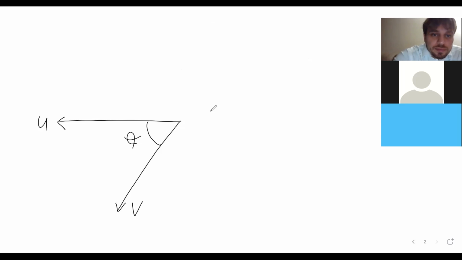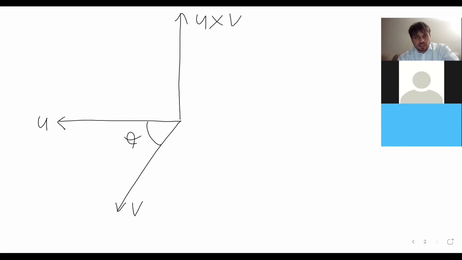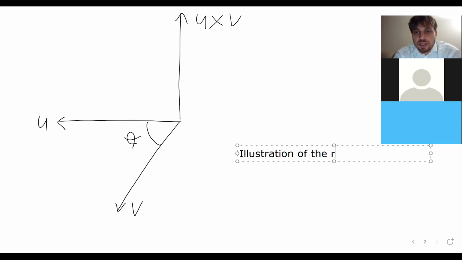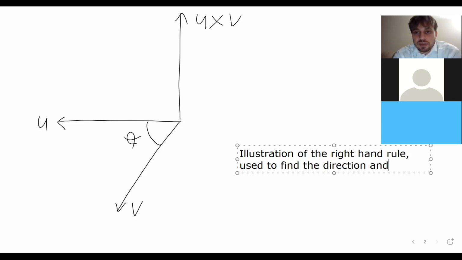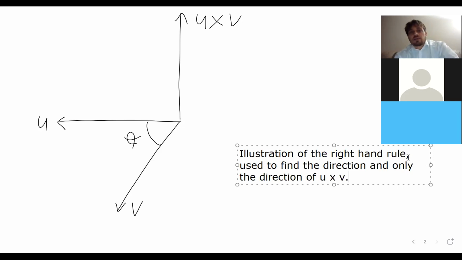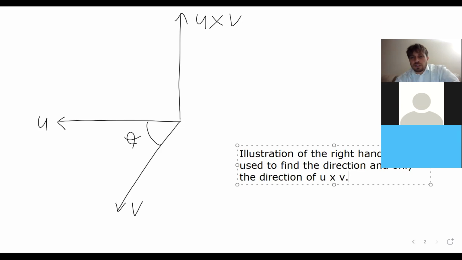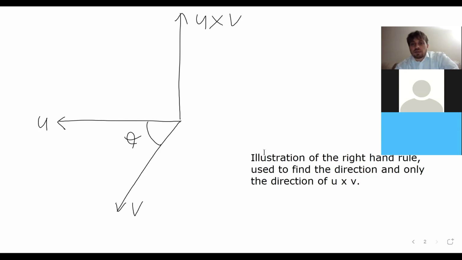So here's u cross v. It's in this direction with a certain magnitude. The right-hand rule is how you find this direction. This is an illustration of the right-hand rule used to find the direction and only the direction of u cross v. The right-hand rule only gives you the direction of u cross v. It does not tell you the magnitude of it.